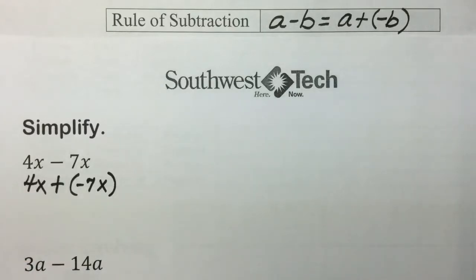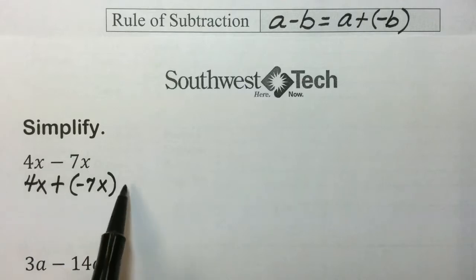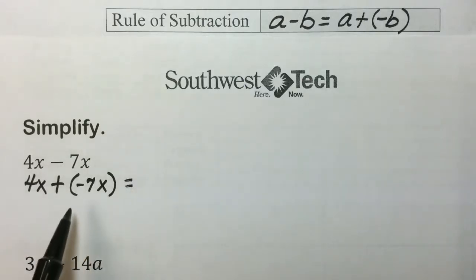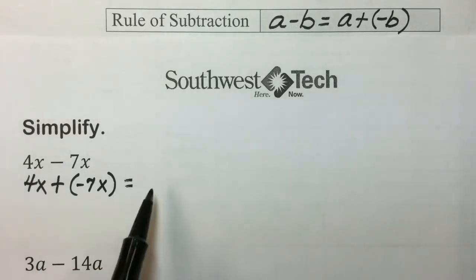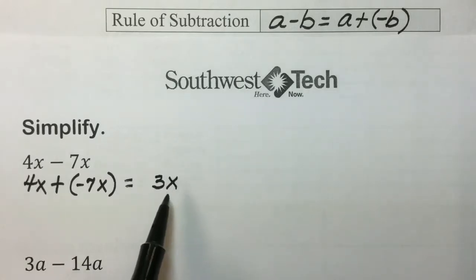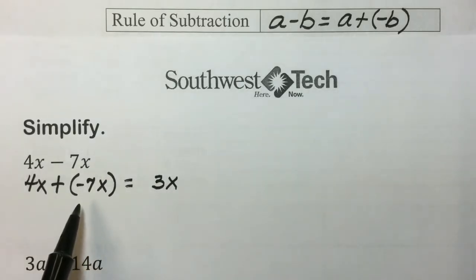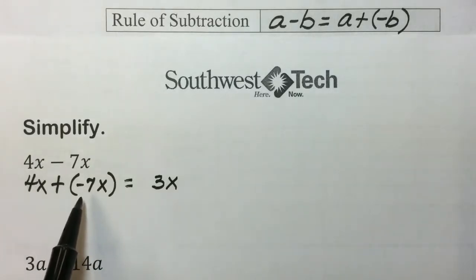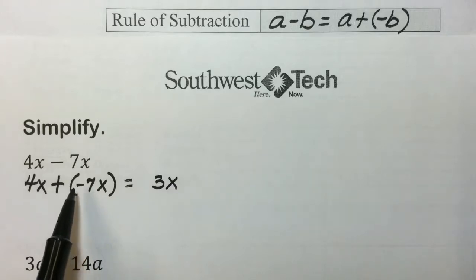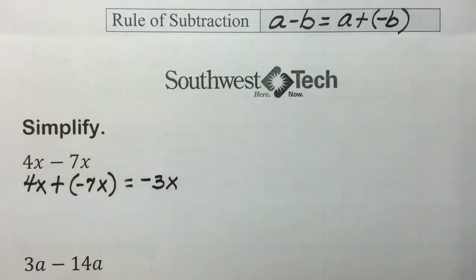These are similar terms since they both have the variable x to the first power. Looking at the coefficients, 4 plus -7, we're adding different signed numbers together. Subtract the absolute value of these numbers. 7 minus 4 gives us 3, so we have a 3x, and use the sign of the larger absolute value number. 7 is the largest absolute value of the two, it's negative.